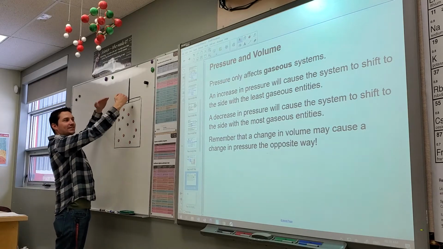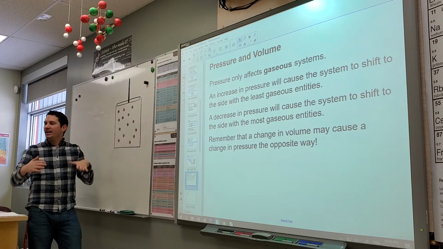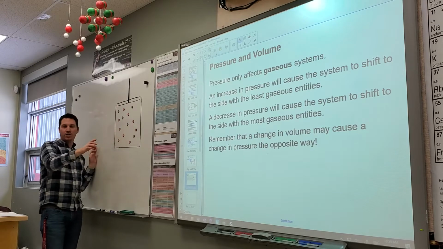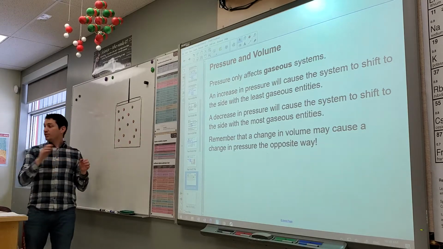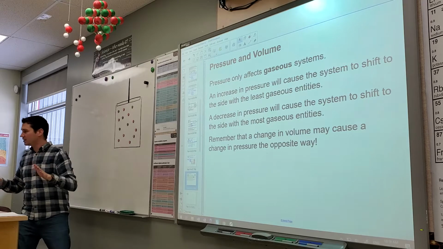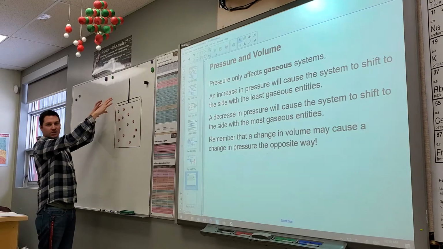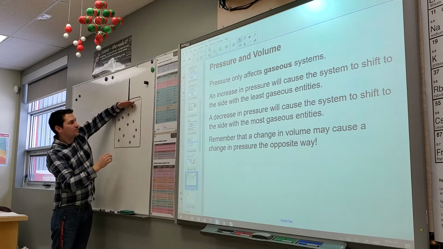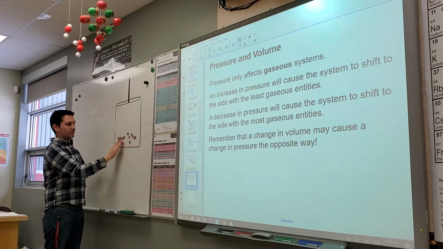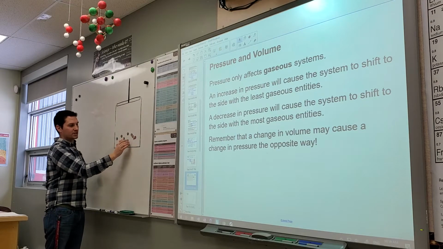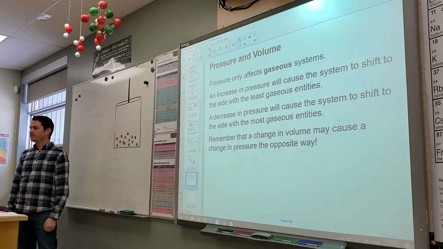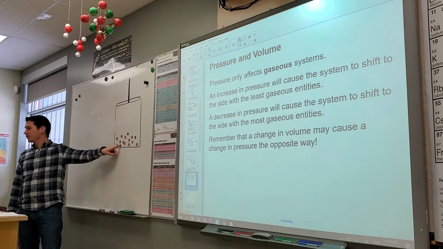Now, as I take this piston and lower it, what happens to the concentrations of all of these particles? Don't say anything out loud. Do the concentrations increase or decrease for all these particles? As I'm decreasing the volume, what's happening to all these particles? Did their concentrations increase or decrease? What do you think? Did they get closer together or further apart?